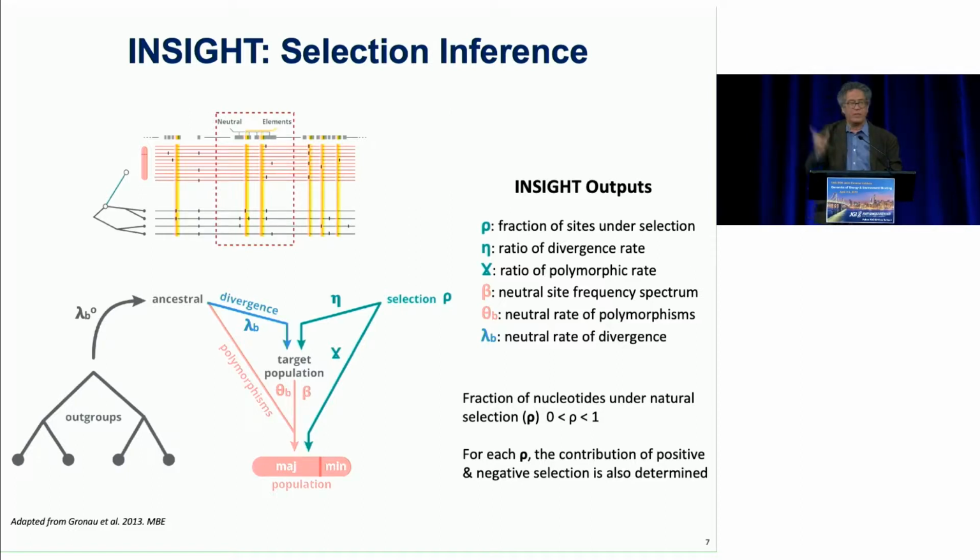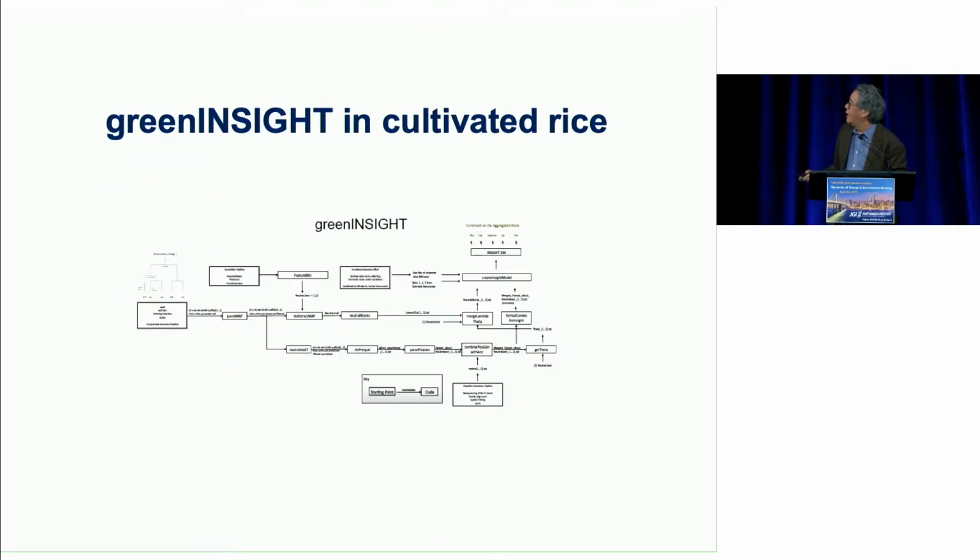So if it's 0, that entire sequence is evolving neutrally. There's no fitness consequence associated with mutations in those sites. If it's 1, every mutation in that site actually has an impact on fitness, either positive or negative. And so he had developed this method called INSIGHT. He published several papers, about 2013, 2014.